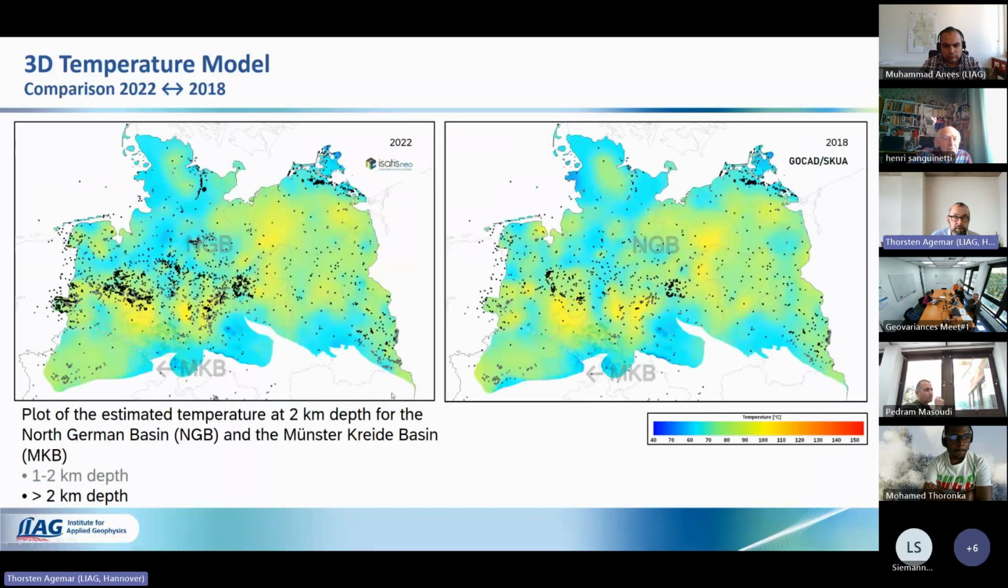Also for northern Germany, we did this same procedure. We have the North German basin, and here in North Rhine-Westphalia, the Münsterländer Kreidebecken, the Münster Cretaceous basin. Here the differences are not so strong and not so marked as we've seen for southern Germany. It's pretty much the same, but of course, when we look closely, you also see some deviations. It also gives more details due to higher data density.